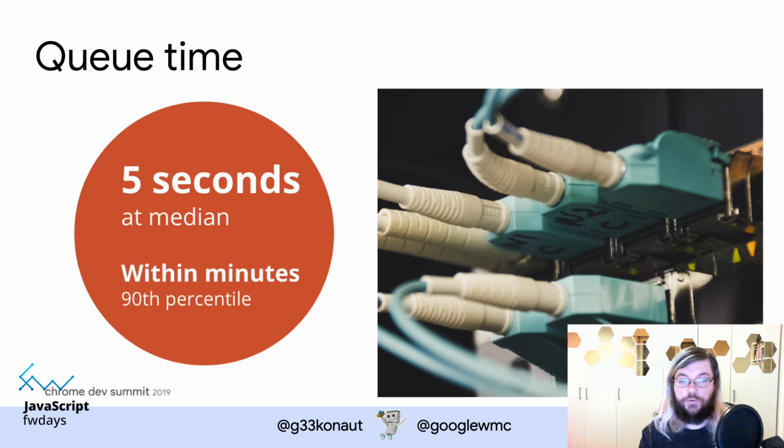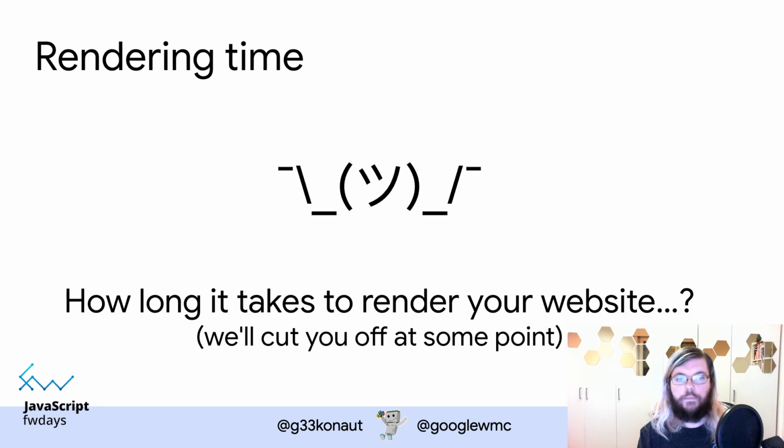So let's start with the queue time. We measured and found out that the queue time at median is 5 seconds, which means within minutes we get to the 90th percentile. So we are pretty fast at making resources available for rendering. Your website does not stay very long between crawling and rendering. That is a very, very short amount of time. But for the rendering time, we can't really make any statements on that much because it depends on how fast your website renders.